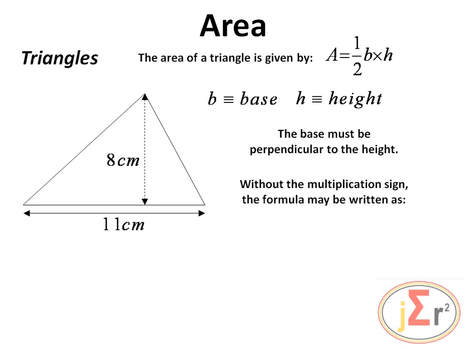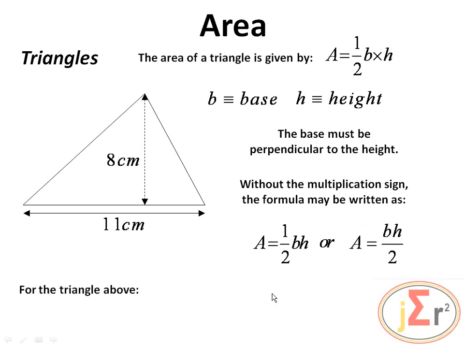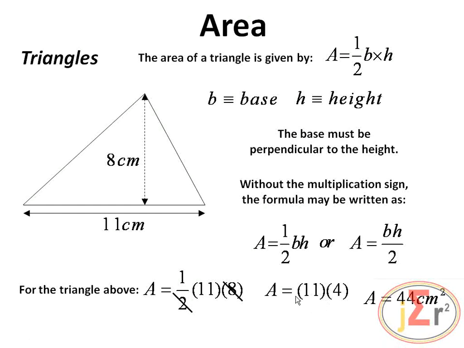Without the multiplication sign, the formula may be written as a half BH or BH over 2. For the triangle above, area is equal to a half base times height. So the base is 11 and the height is 8. Of course, you may do a little cancelling, or reducing the fraction. And 2 into 8 is 4. So we have area is 11 times 4, and that is equal to 44 centimeters.